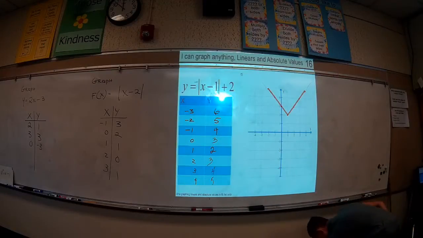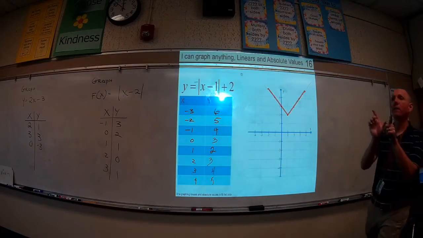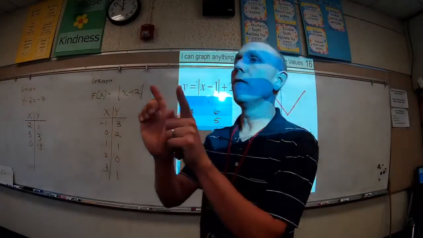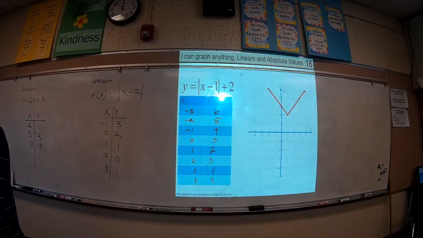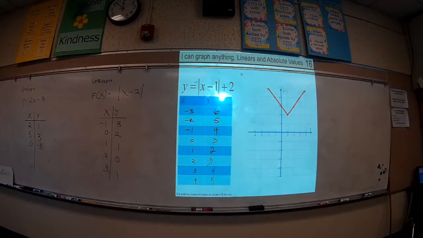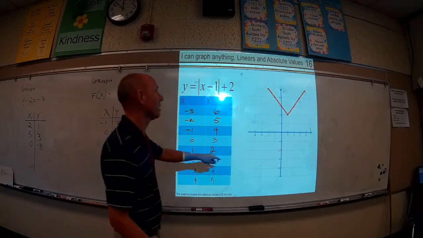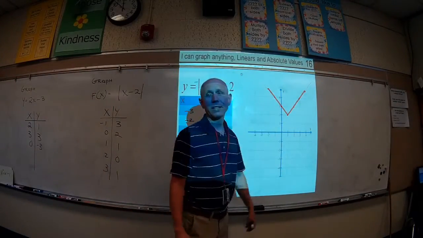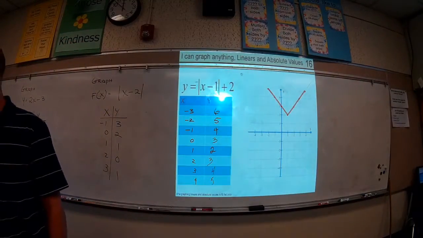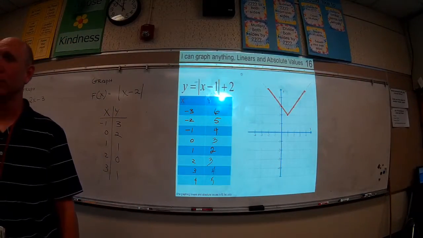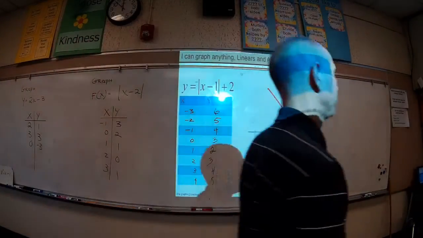Absolute value. An absolute value makes, ready? V. Absolute value. Say it with me. Absolute value. Say it. Absolute value. Anything with an absolute value should be making a V. If it's not making a V, you're doing something wrong. Absolute value. Let's do another one.